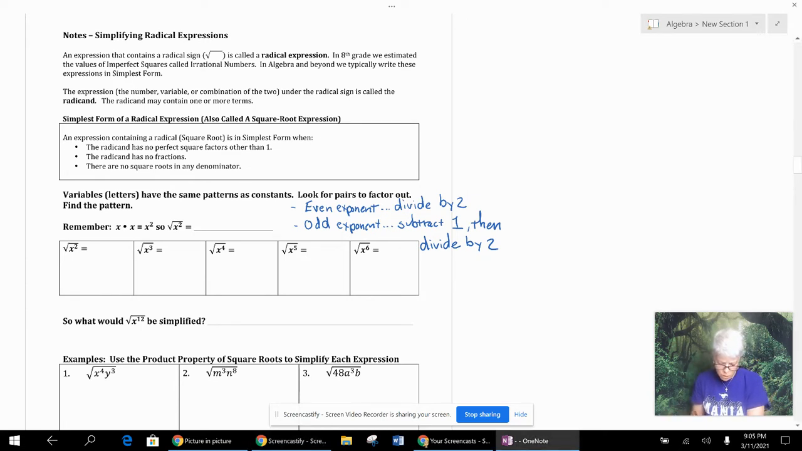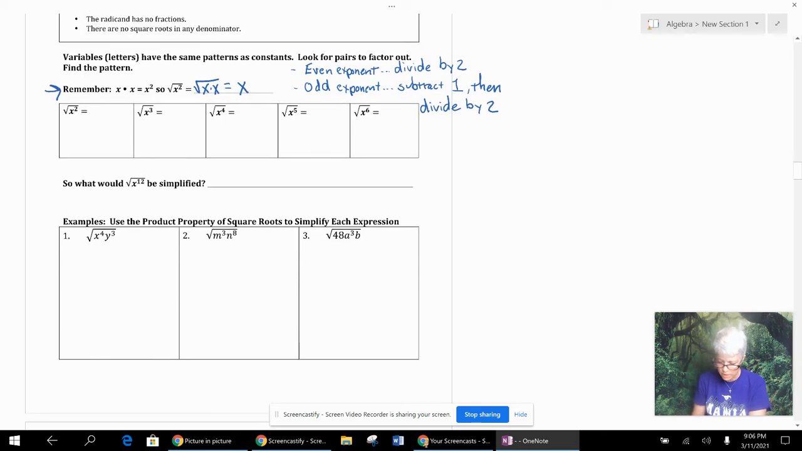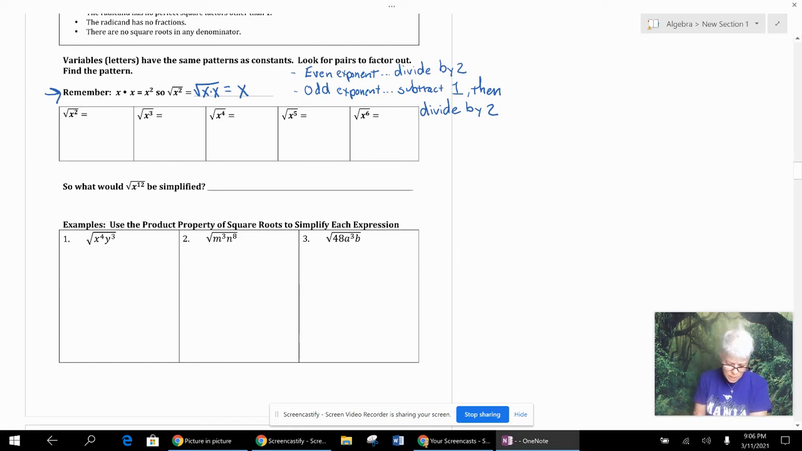For example, look right here where it says remember. x squared is an even number, so I'm going to divide the exponent by 2. Let me work it out. It's the same as x times x. There's a pair. Remember we talked about pairs yesterday, so I can pull it out. The power of 2 is an even number, so if I divide by 2, that's 1, and I pull 1 x out. I wrote some notes off to the side. You might want to copy that down. It's kind of helpful. So this first example is just going to be x.